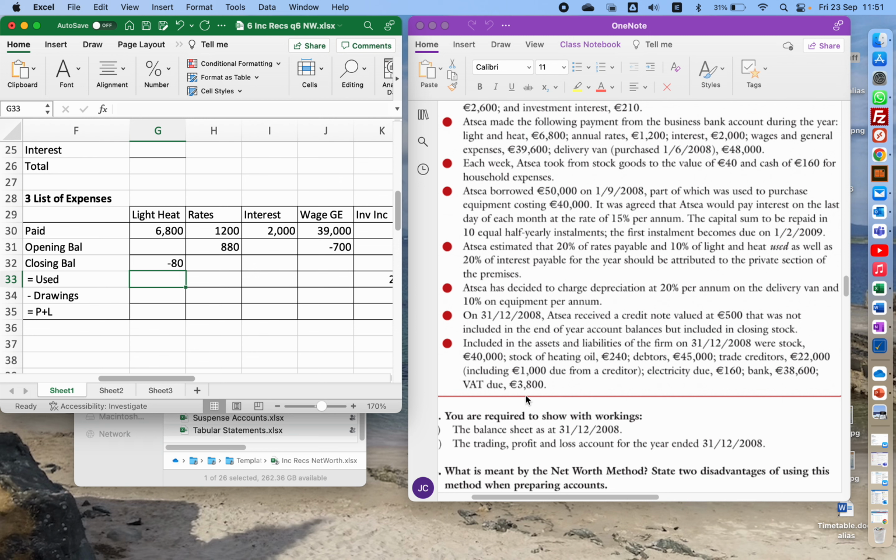Okay, so the amount used then is going to be the light and heat plus whatever my opening balance might be and my closing balance. Okay, is that right? So that's the amount we've used. And I'll do the same for all the other ones. So I'm just adding all the way along. That should work. No, it's not. Okay, I'll do that again.